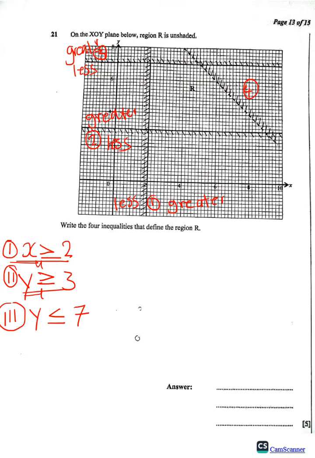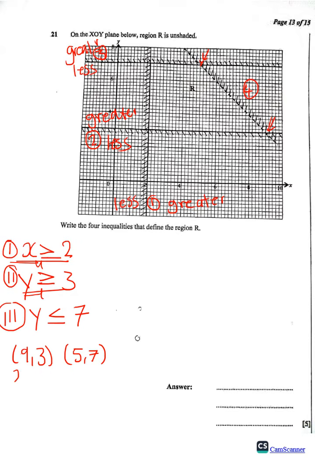Then now let's look at the fourth one. So the fourth one, we can see that it's slanting. So the first thing that we need to do is find the coordinate here and also the coordinate here. So the coordinate here, this point is 9 for x, then the y is 3, so it's (9, 3). Then for this one, it's (5, 7).